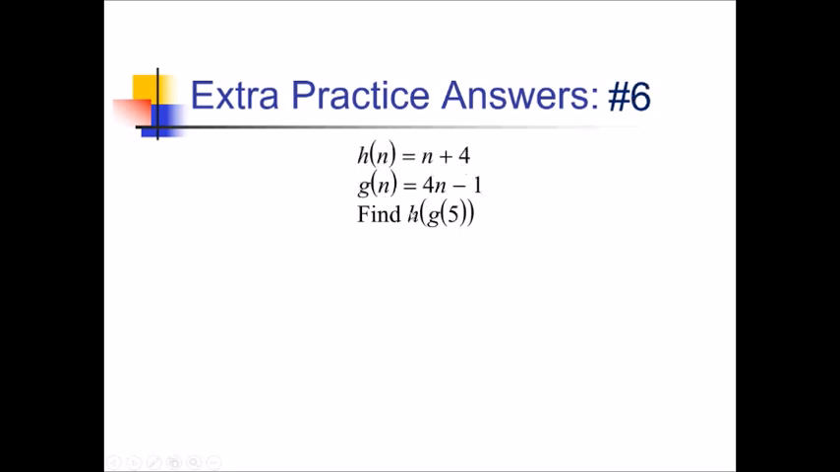For this problem, I've got h of g of 5 going on. So before I can find h, I need to find g of 5 first, so that I know what I'm actually plugging into the h function. G of 5 just takes 5 and plugs it into this g function here. So 4n minus 1 is now going to be 4 times 5 minus 1. So that's just 20 minus 1, which is 19. Which means h of g of 5 really means h of 19. The h function is pretty simple. We're just doing something plus 4. So now we're going to be doing 19 plus 4, which is 23.